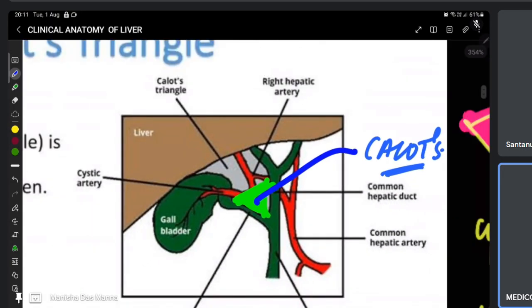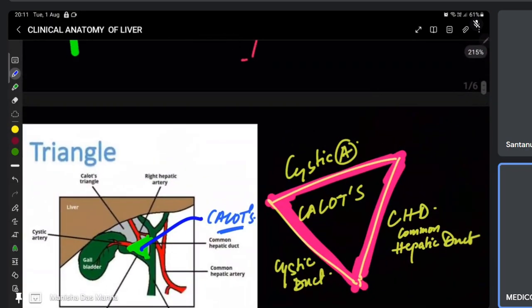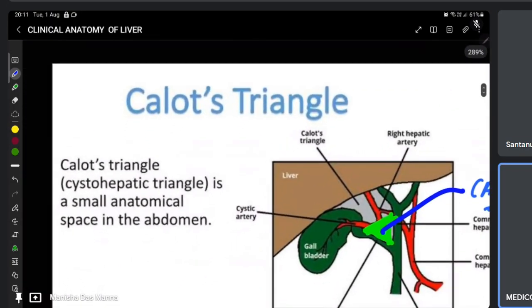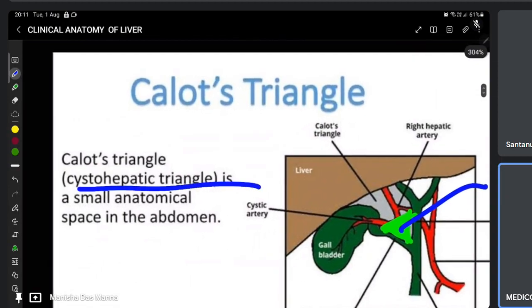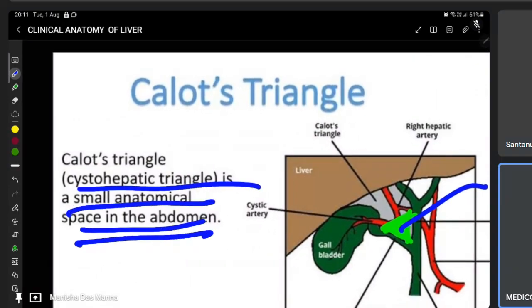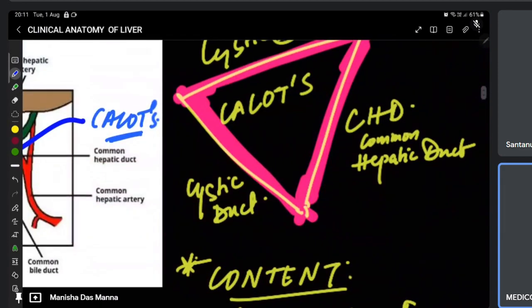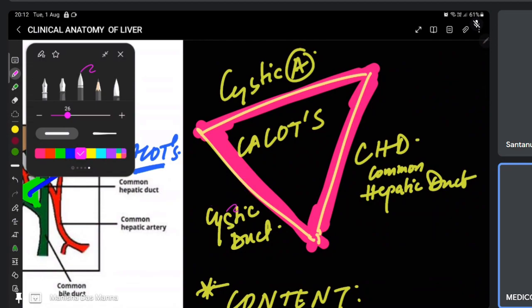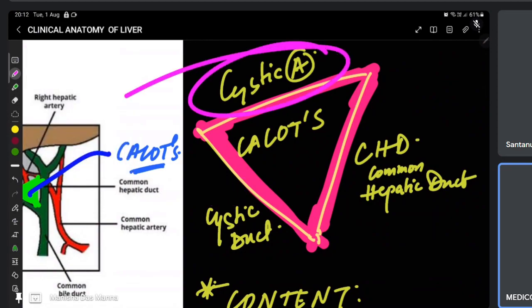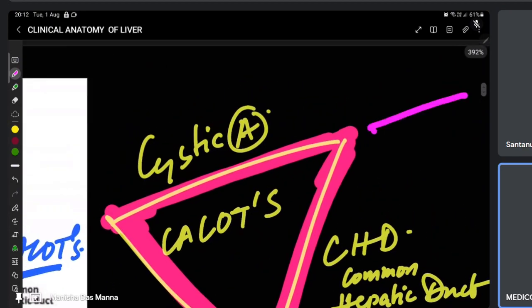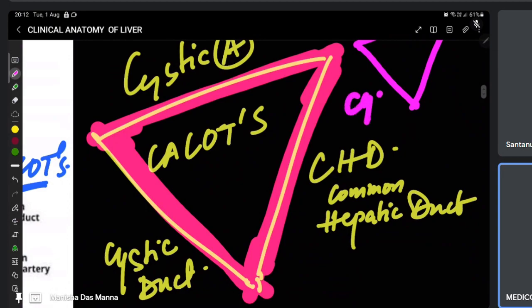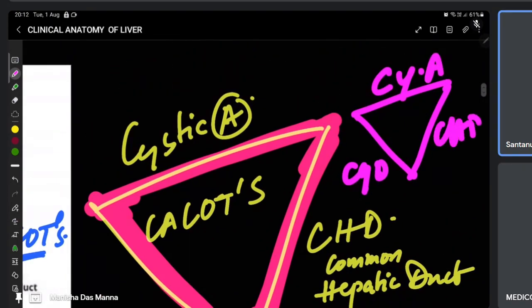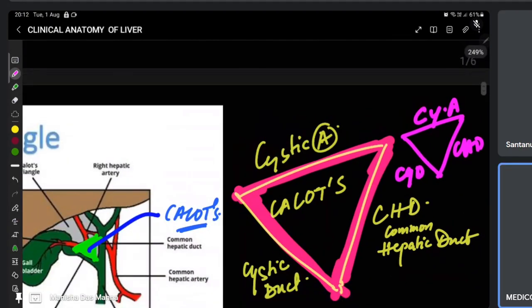So this is the Calot's triangle. Here we can appreciate this thing. The Calot's triangle, that is also called cystohepatic triangle, is the anatomical space in the abdomen. You can appreciate this thing here also. One of the borders of the Calot's triangle is your cystic artery. I am just schematically drawing this. Another border is the cystic duct, and the common hepatic duct. This is the Calot's triangle. Is it clear?